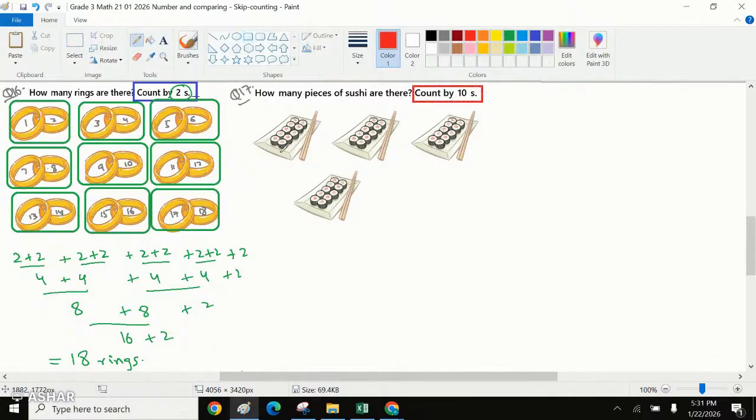That means if each of them has 10 in it, we add 10 four times because there are 4 platters, right? This would be 20. This is 20, and the total comes out to be 20 plus 20 is 40 pieces of sushi, right? Okay, great. Thank you, Precious.